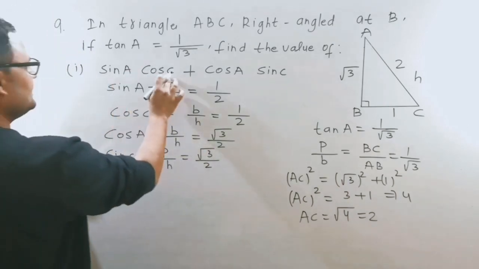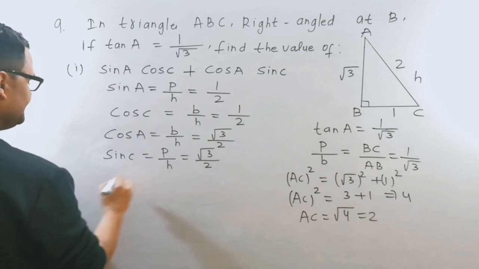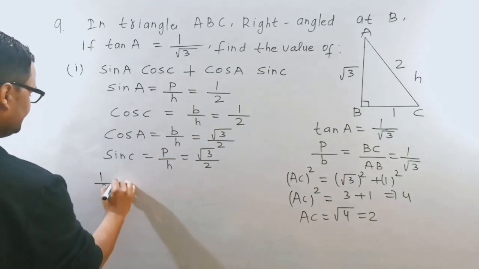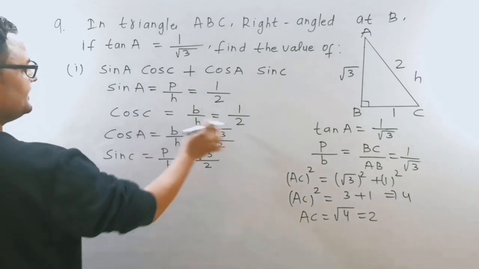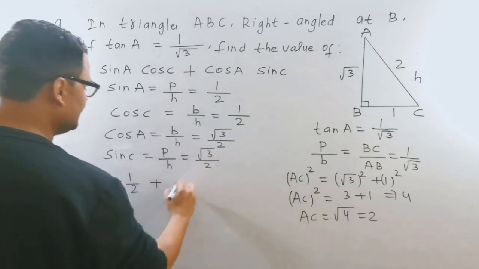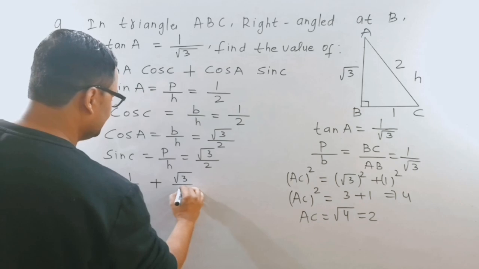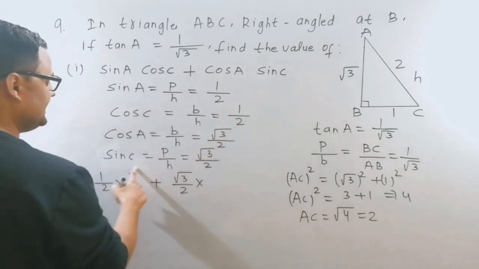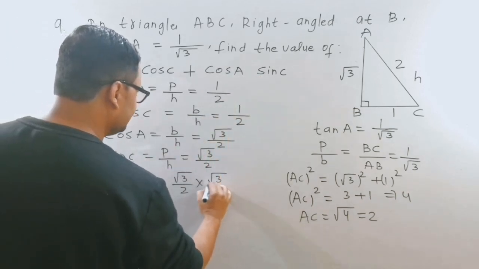Now sin A into cos C, put the value. Sin A 1 by 2 into cos C 1 by 2 plus cos A root 3 by 2 into sin C root 3 by 2.